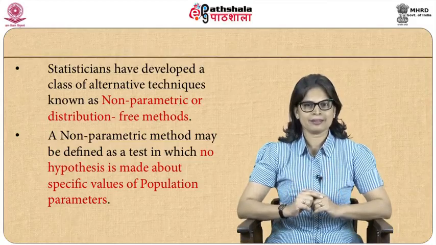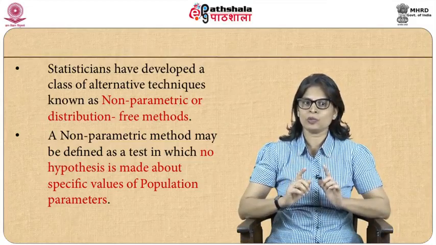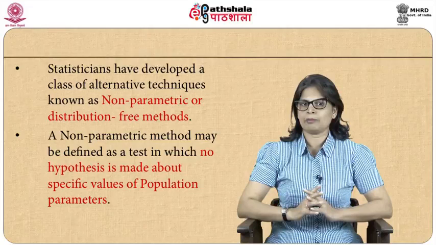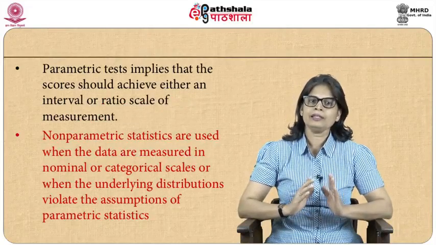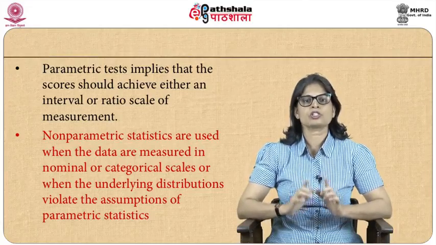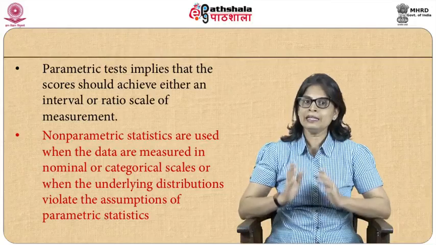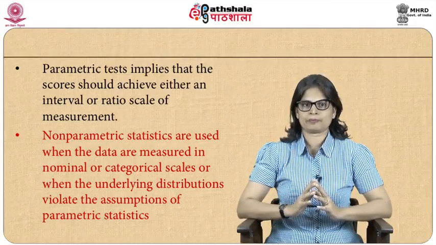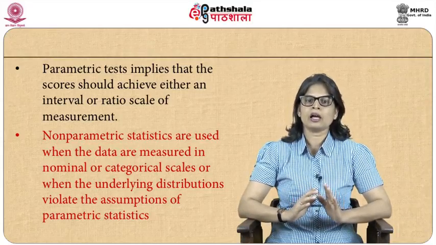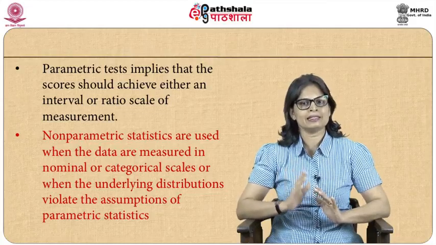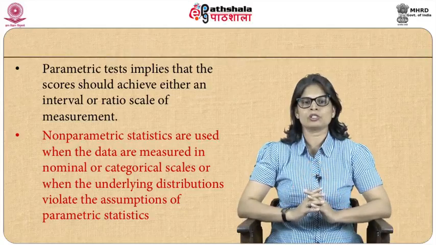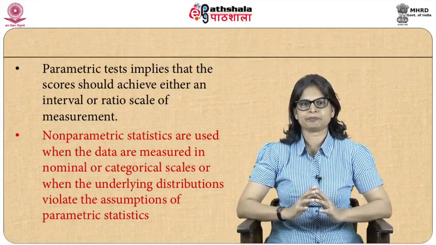A non-parametric method may be defined as a test in which no hypothesis is made about the specific values of the parameters. On the other hand, a parametric test implies that the scores or the observations should achieve either an interval or a ratio scale of measurement. Non-parametric statistics are used when the data are measured on nominal or categorical scales, or when the underlying distributions violate the assumptions of the parametric statistics.